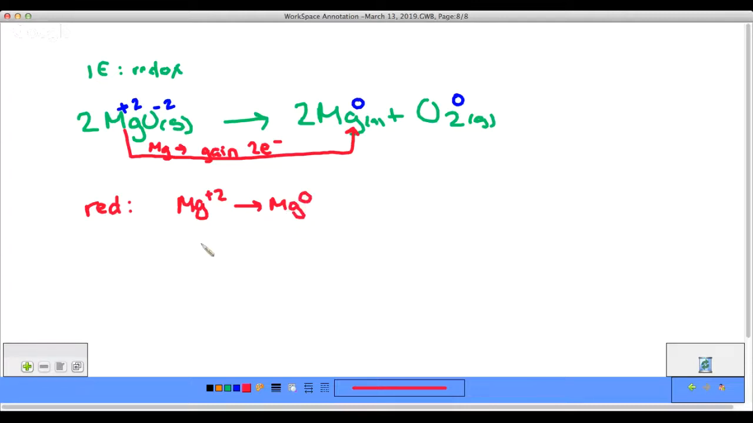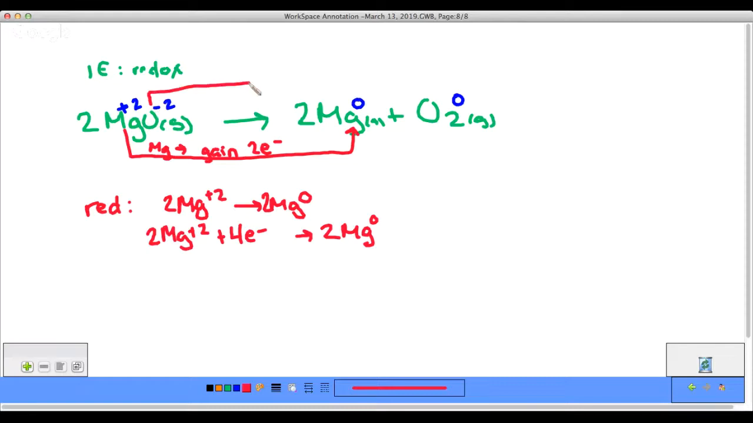If we were to write that half reaction, we could put the 2's in front. Each magnesium is gaining 2 electrons, but magnesium total for both of these is gaining 4. So it would be 2Mg²⁺ plus 4 electrons, and we're going to be producing 2 magnesium with a 0 charge.